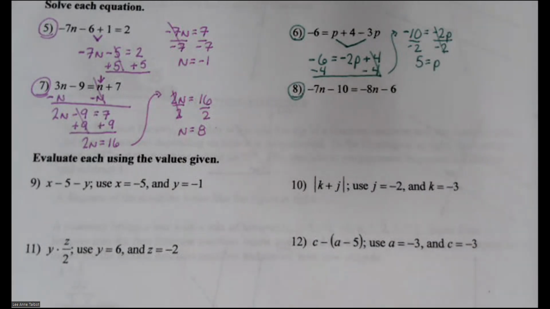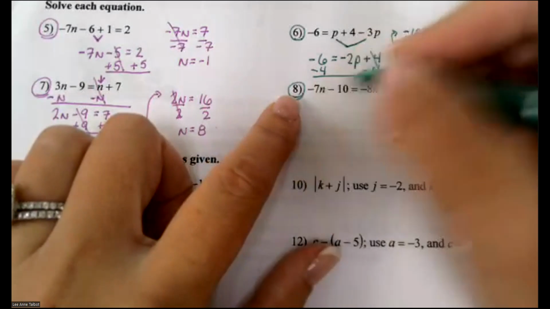All right, number 8. What should we undo first? What do you want to undo first? What do your instincts tell you to undo first? There's no right or wrong answer here. 7? Okay. So plus 7n.